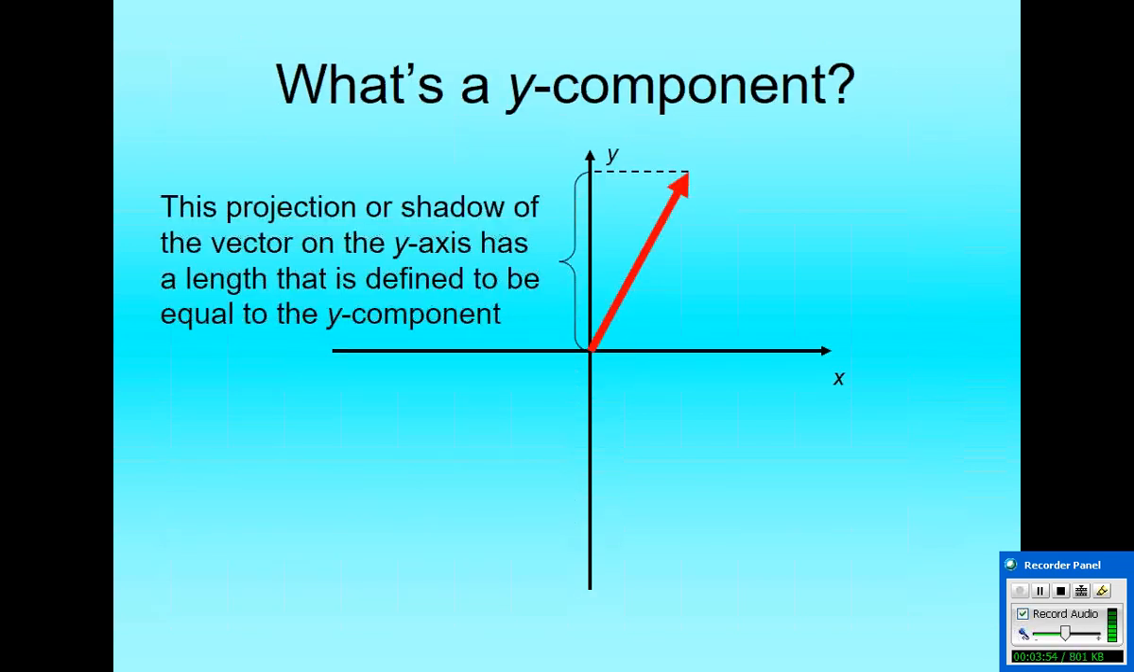We do the same thing with the y components. The tip of the arrow has an x coordinate and a y coordinate. The y coordinate is the y component. And we can also imagine projecting that vector, the shadow it projects onto the y-axis. That's the same thing as the y component or the y coordinate. All the same.